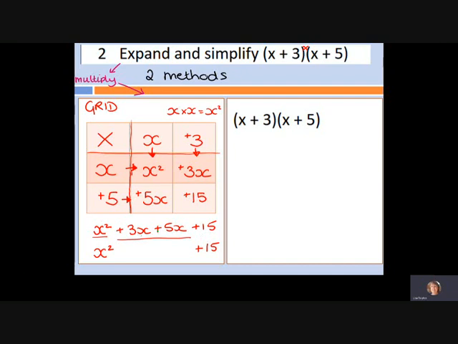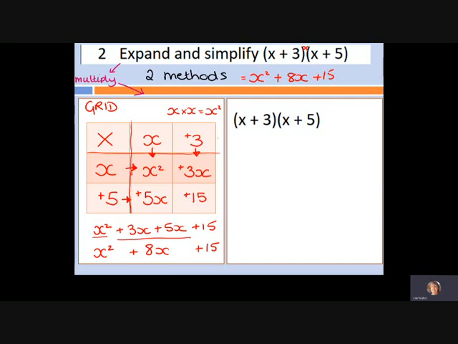In the middle, we've got the 3x plus the 5x. So that's 3 things plus 5 things. So that's 8 of them, and it's a positive 8x. So the answer to the question, and I'll write that up here at the top, is actually x squared plus 8x plus 15. So the question is actually equivalent to that.